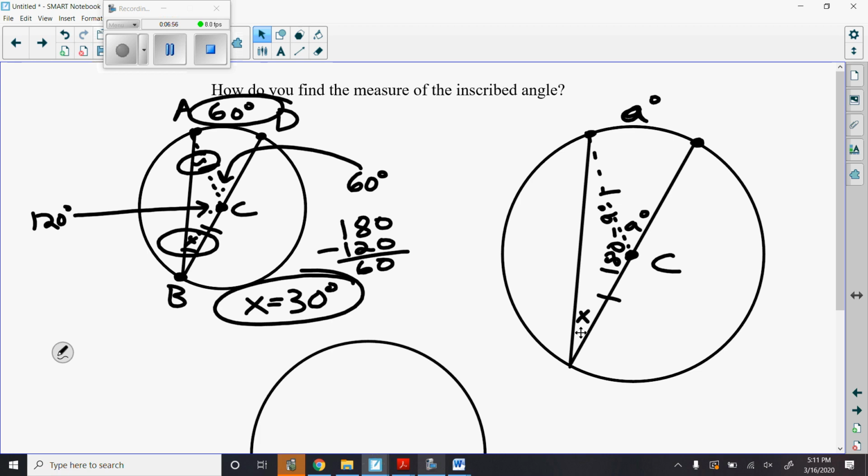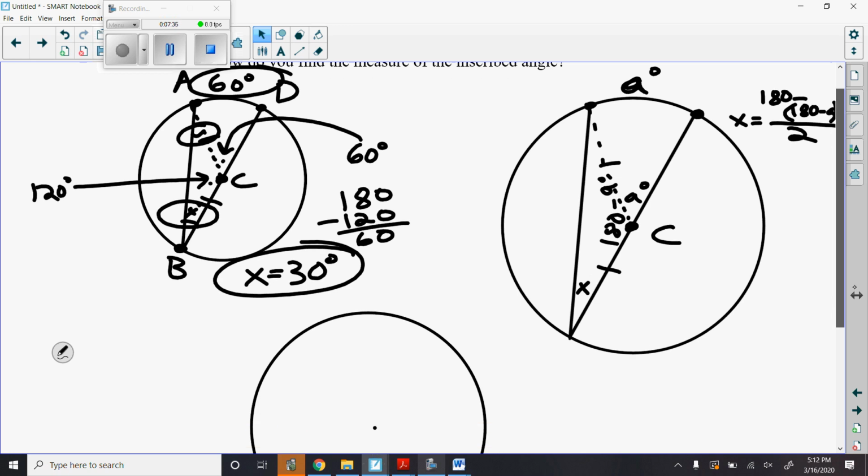So what I know is that my angle X has to be equal to 180 minus (180 minus A) over 2. Because to get this, I have to do 180 minus this angle, which is already 180 minus A. And then I have to divide by 2 because it's isosceles.